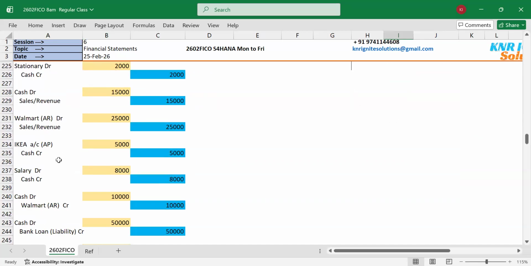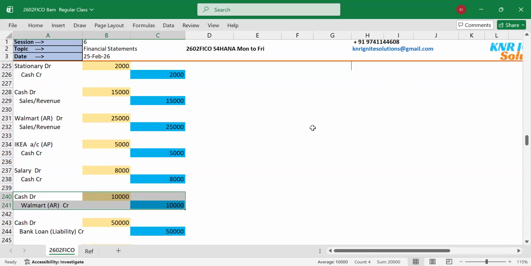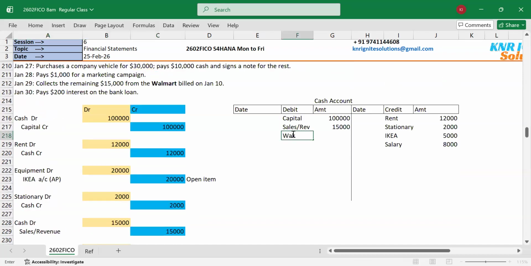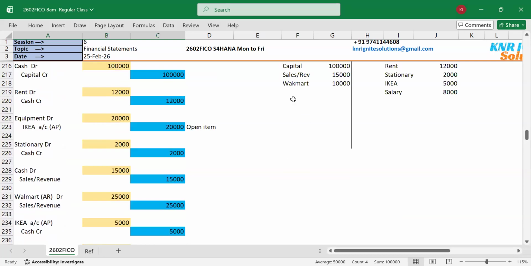And then the next transaction we have the cash that you are receiving from Walmart, right? You are debiting the accounts receivable, the cash. So you debit Walmart with the 10,000. The next thing after Walmart, we have a cash again. Cash you received because of the bank loan. It's a liability. Bank loan, 50,000.